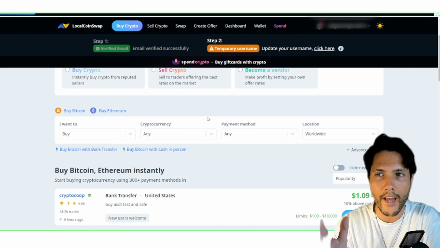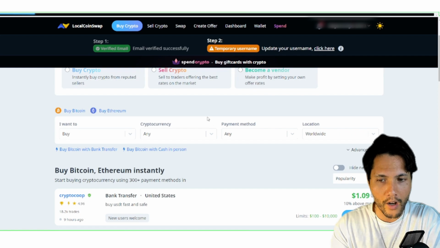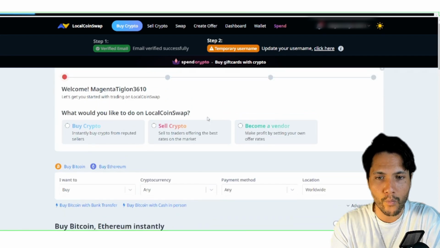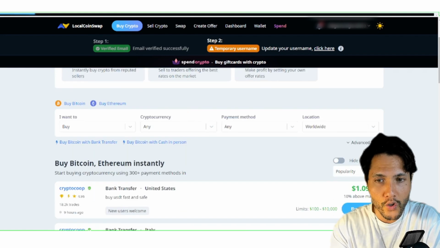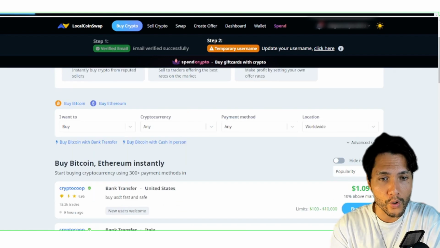And even things like a bank transfer or whatever, if you're willing to pay more, there's someone that's willing to do it without KYC.